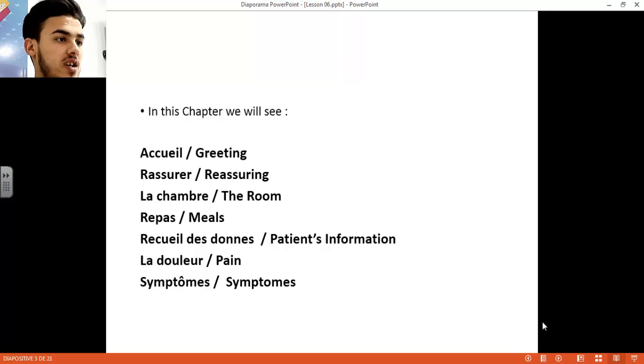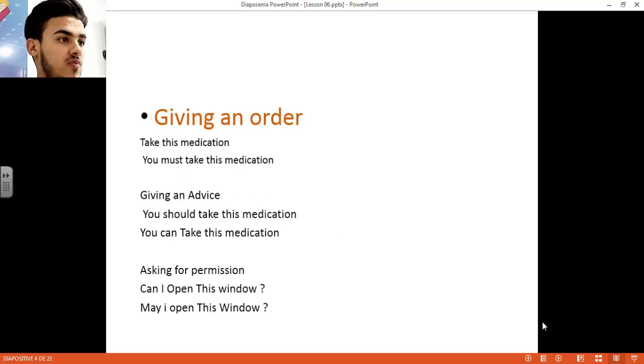In this chapter, inshallah, we will see greeting, reassuring, the room, meals, and giving patients information. So, what is giving an order? A nurse obviously is always in need to give an order, either to the patients, their family members, or their team workers. You have to say, take this medication. So here, the nurse is asking the patient to take his medication. Or, you must take this medication. So here the difference is in the degree of obligation. When we use the modal must, we emphasize the meaning of asking the patient to take his medication.